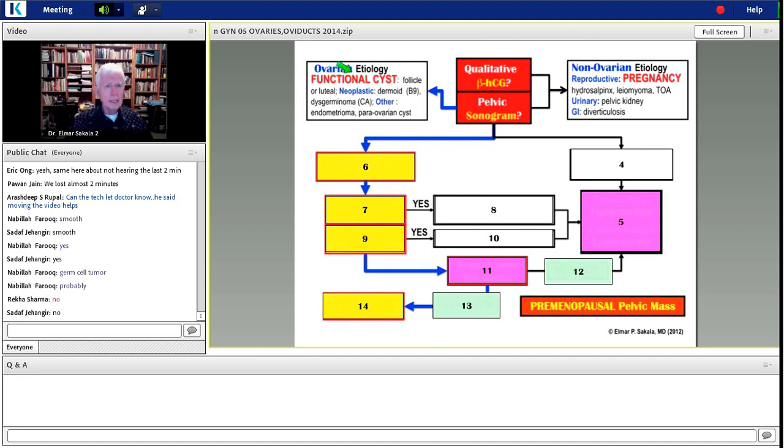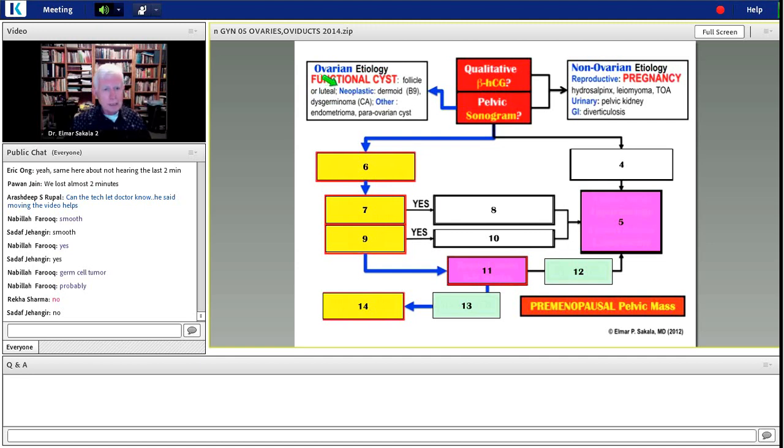Now, if it is an ovarian etiology, and if it is functional, it will be a simple cyst. It will be either a follicular cyst, which would be in the first half of the cycle, or a lutein cyst in the second half of the cycle. So in the proliferative phase, it would be a follicular cyst, a corpus luteum cyst in the luteal phase.